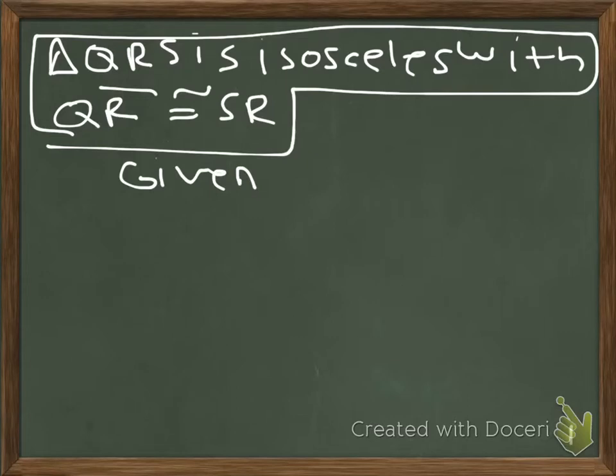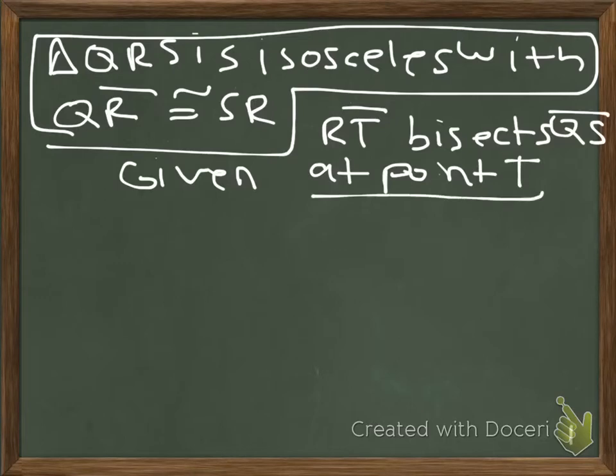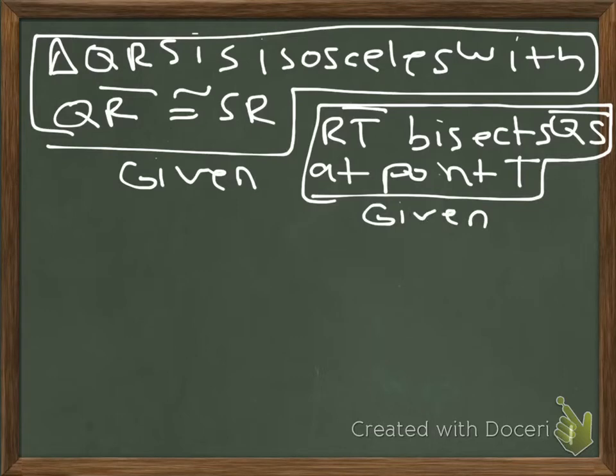From that, we're going to use that eventually to prove that QRT is congruent to triangle SRT, but we'll hold off on that. Then we have another given, RT bisects QS at point T, and we're going to put that in a box, and that is also a given. So from these two givens, we're going to have arrows pointing out of them in order to eventually get to our proved statement.